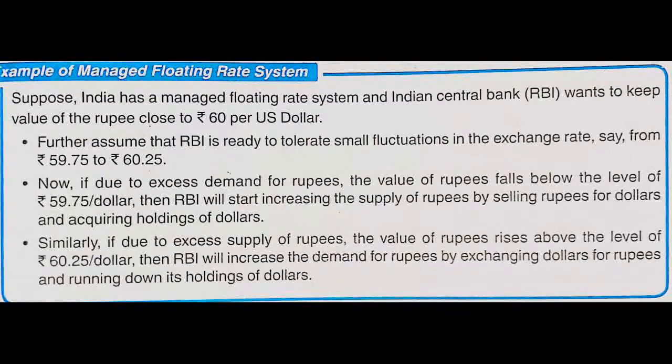Now, if due to excess demand for dollars, the value of the rupee falls below the level of 59.75, then RBI will start increasing the supply of rupees by selling rupees for dollars and acquiring holdings of dollars. Similarly, if due to excess supply of rupees, the value of the rupee rises above the level of 60.25, then RBI will increase the demand for rupees by exchanging dollars for rupees and running down its holdings of dollars.